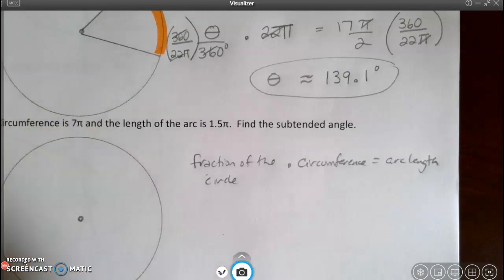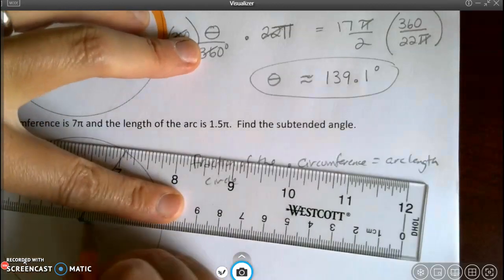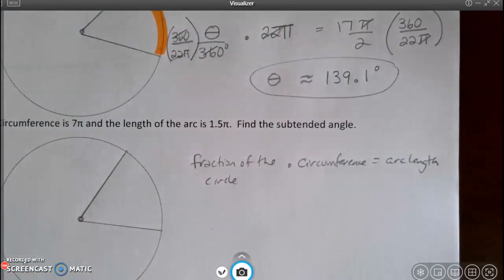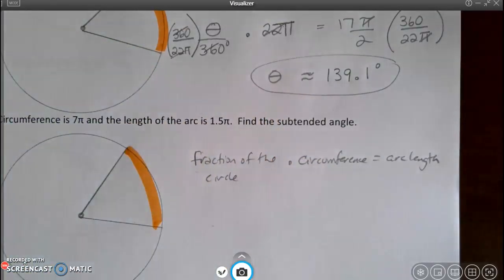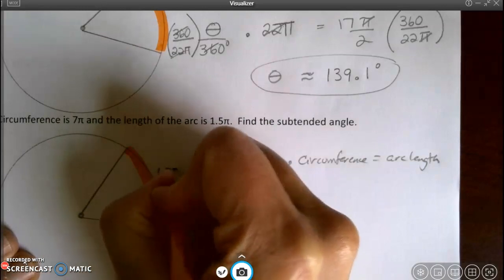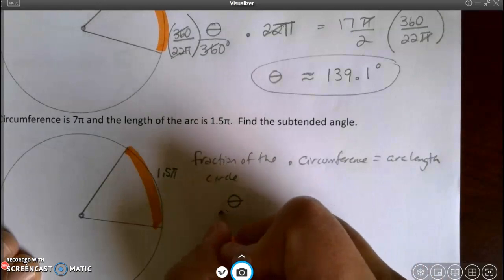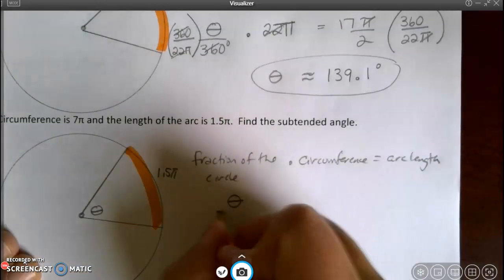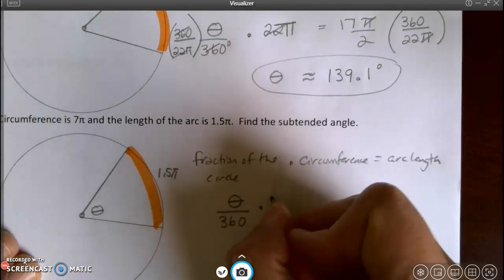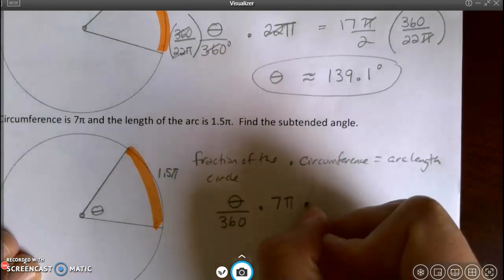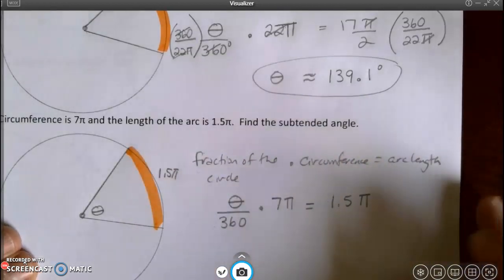Let's go ahead and draw our picture. I know that this length of the arc is 1.5 pi. I don't know the angle. That's what I'm looking for. That's my theta over 360 times my circumference, which is 7 pi, equals my arc length, which is 1.5 pi.